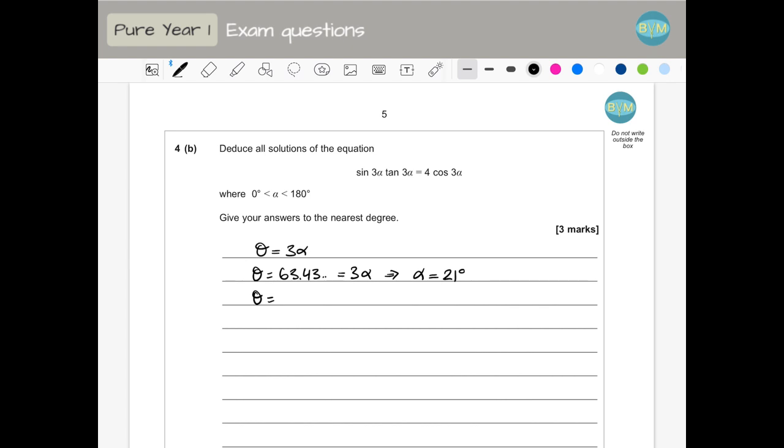When theta is 117.43, this is 3 alpha. Alpha is 39 degrees. When theta is 243.43, alpha is that divided by 3, so 81 degrees. And when theta is 297.43, I get alpha 99.